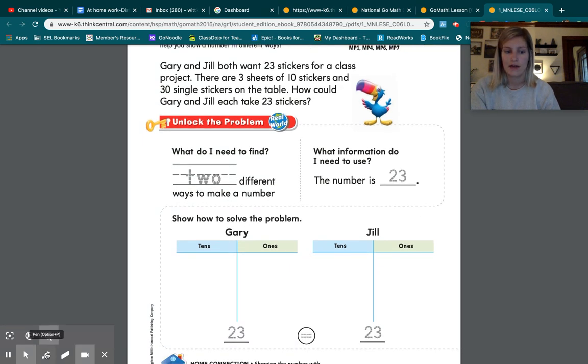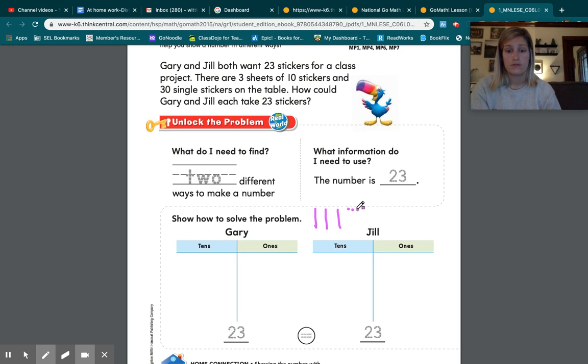So my advice for you, I'm not going to solve it for you because I want your brains to do that, but my advice for you is to draw a quick picture that shows what they have. So draw this quick picture with me because it's really going to help you, and draw it right up top here. It says there are 3 sheets of 10 stickers, so that would be 10, 20, 30, and then there are 30 single stickers.